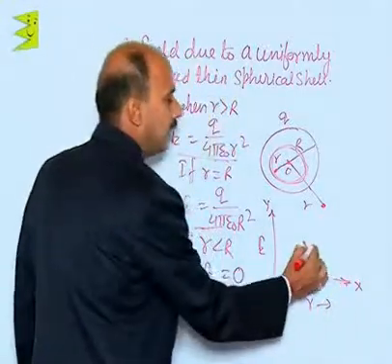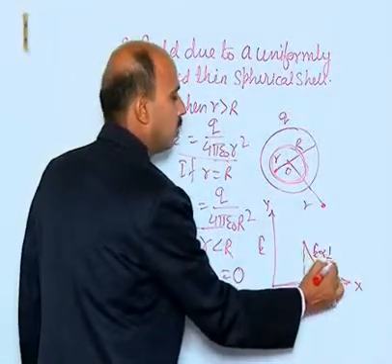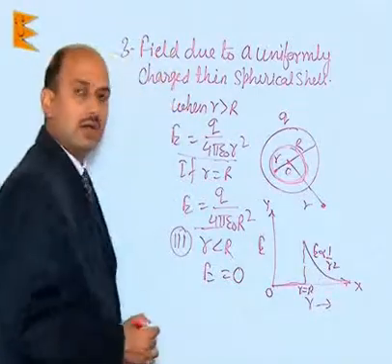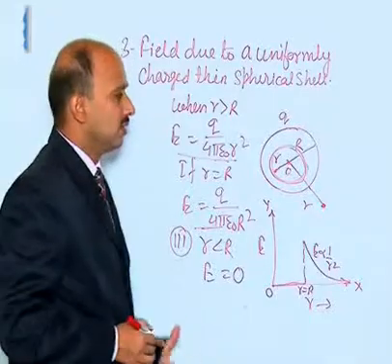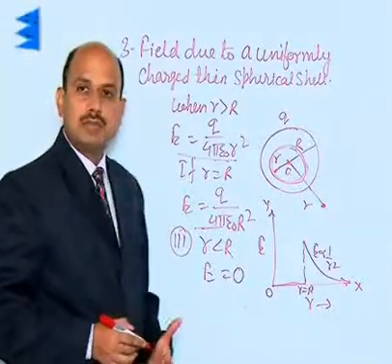So outside, E is proportional to 1 upon r square. So this is the variation of electric field intensity with the distance r from the center of the spherical shell.